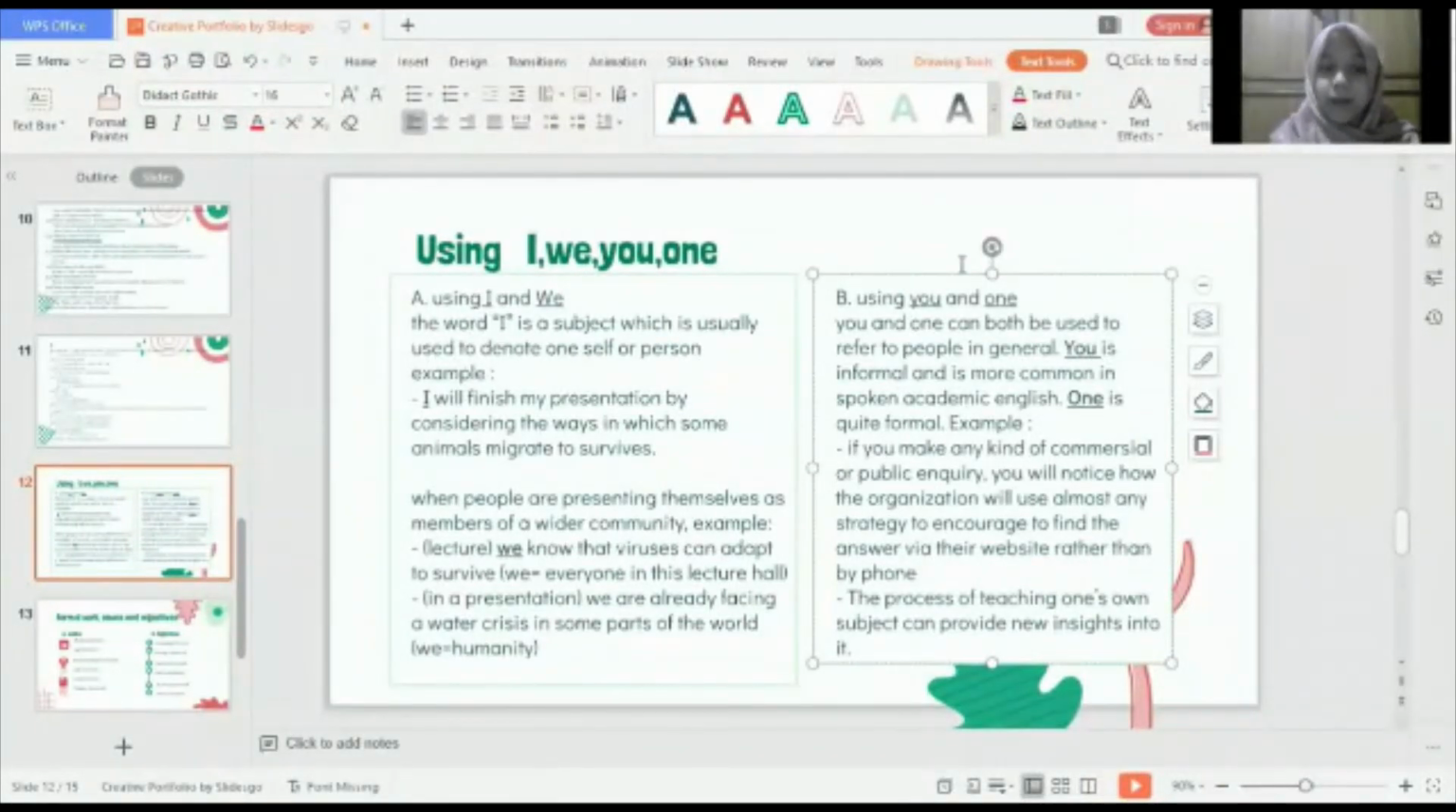Okay guys, my name is Nuro Atika. I will explain about using I, we, you, and one. A. Using I and we. The word I is a subject which is usually used to denote oneself or a person. For example, I will finish my presentation by considering the ways in which some animals migrate to survive.